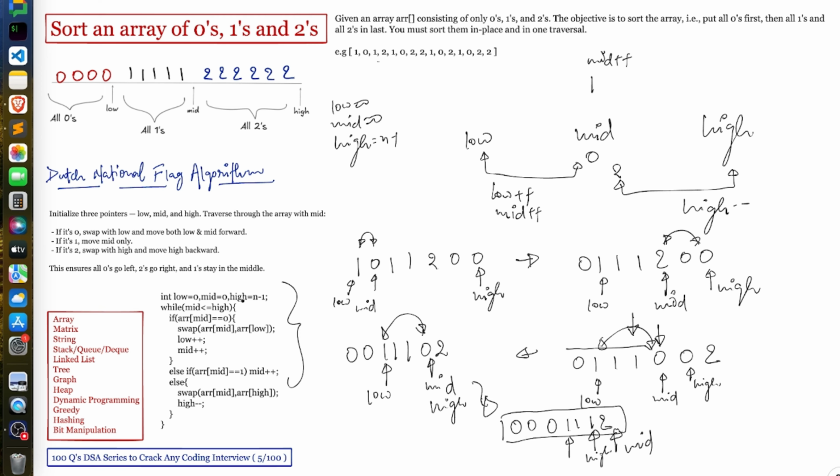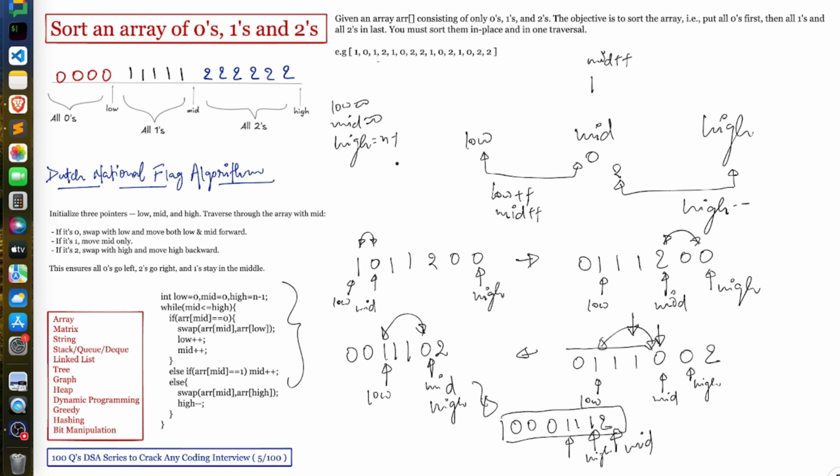Low is 0, mid is 0, high is n minus 1. And we will do this while mid is less than or equal to high. If the number is 0, swap and do low++ and mid++. If the number is 1, just do mid++. Otherwise, swap mid and high and do high--. But it's better to look at the complete code. So let's look at the code now.